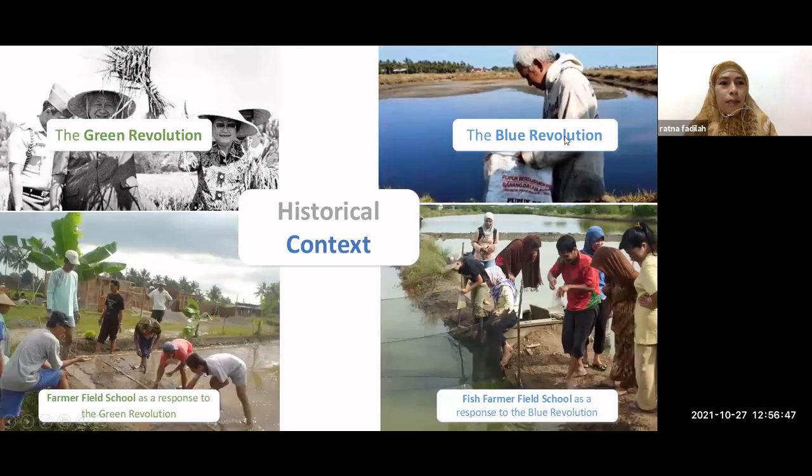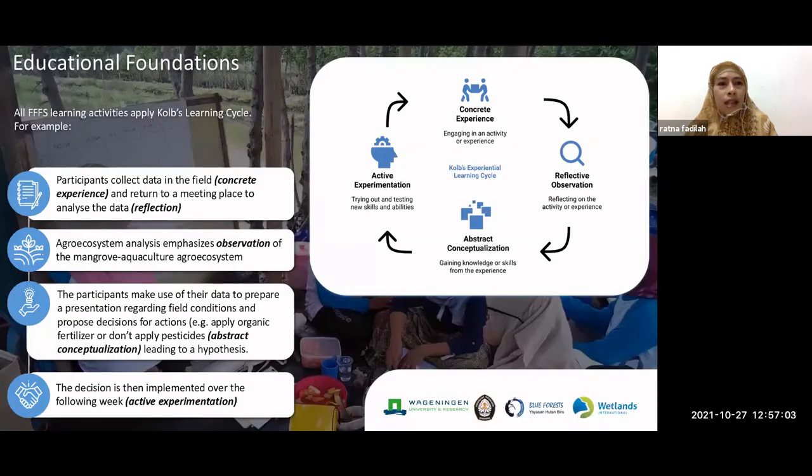The educational foundation used in coastal field school is based on the learning cycle founded by David Kolb. Next. It starts from direct or concrete experience, then farmers observe what happens in the pond, and there is a process of reflection where they see the experience and draw conclusions. So the meeting in coastal field school is 16 meetings over a month for one cultivation stream.